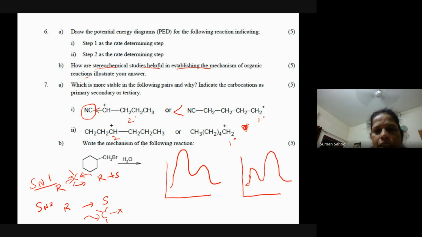Write the mechanism of the following reaction. So here, when this one reacts with water, what happens? As you are taking a very weak nucleophile, SN1 should happen. So first it will generate this carbocation, CH2+. Then that will undergo rearrangement to give you a cycloheptane ring, and your water will attack here to generate your cycloheptanol.